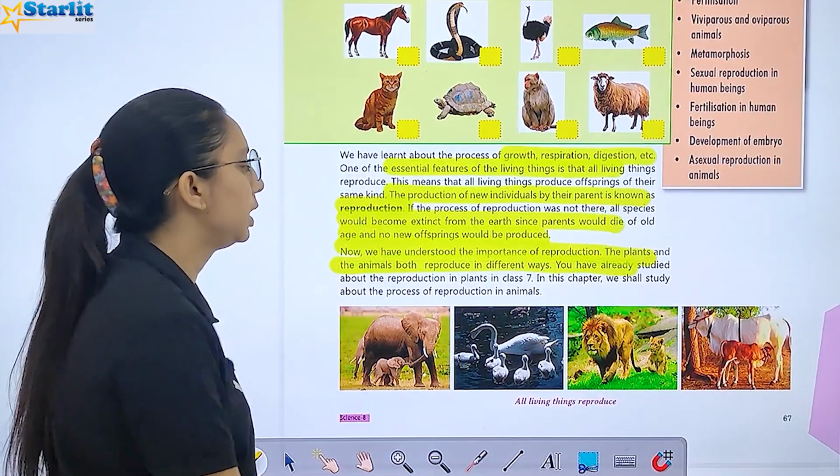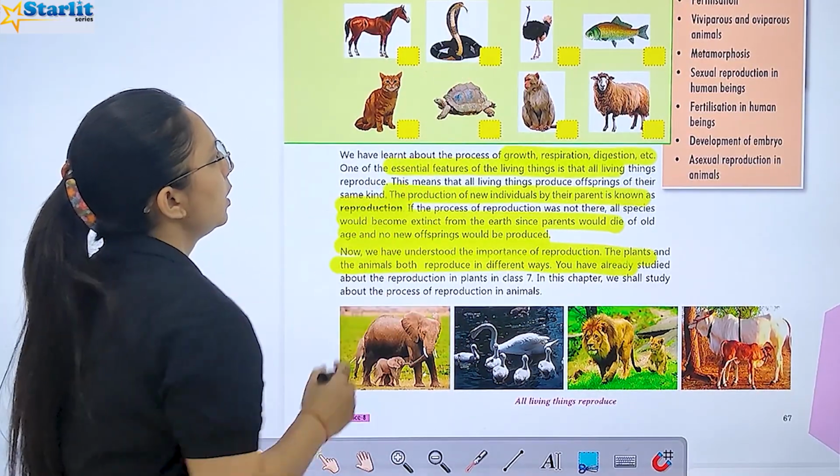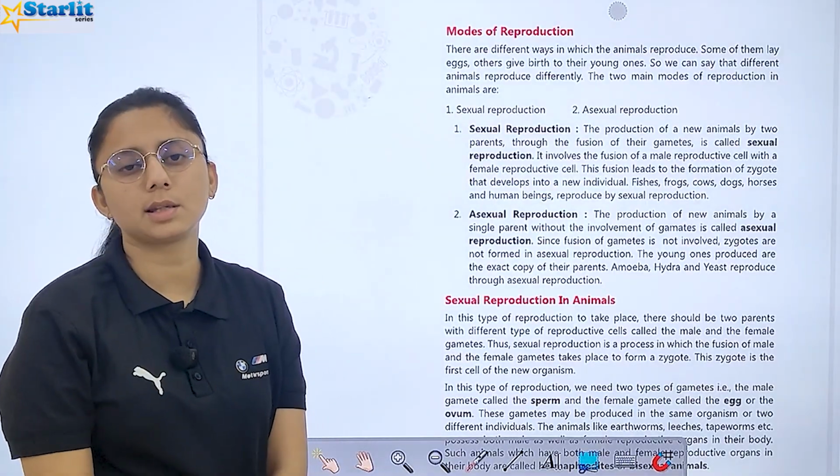Plants and animals both reproduce in different ways. ठीक है, अलग अलग तरीके से reproduce करते हैं. So we can say that we have different modes of reproduction, sexual and asexual.